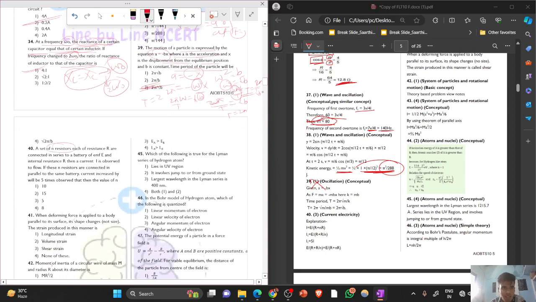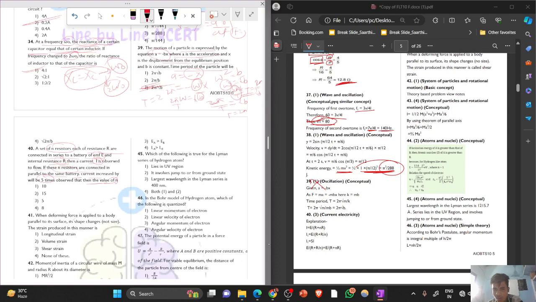A set of n resistors, each of resistance R, are connected in series. A battery of EMF E and internal resistance r gives a current I. If the n resistors are connected in parallel to the same battery, the current increases 5 times. What is the value of n? First, you need to calculate for the series condition, then go to the parallel. Now, moving to the solution.